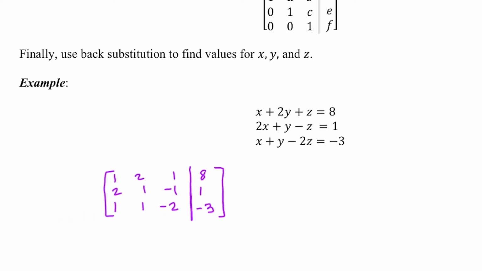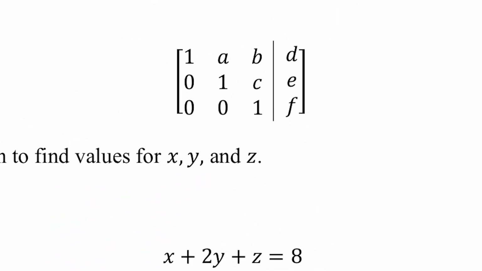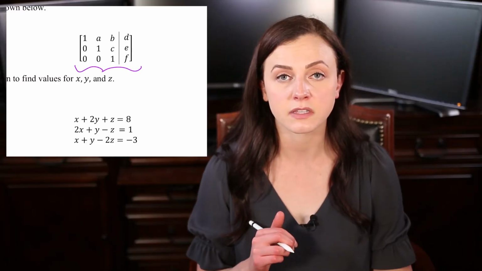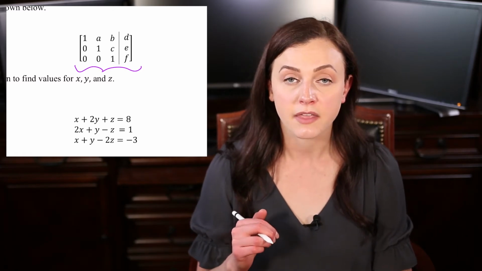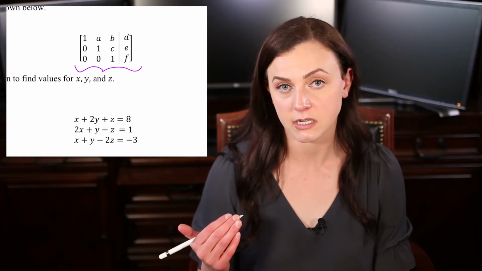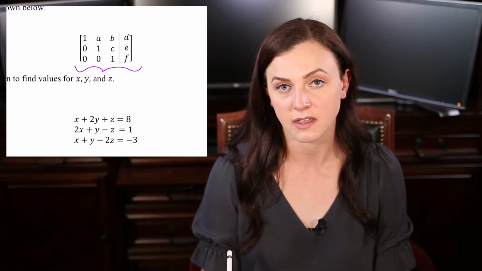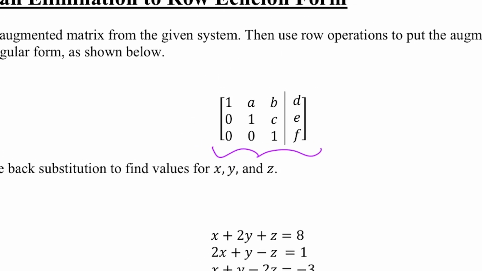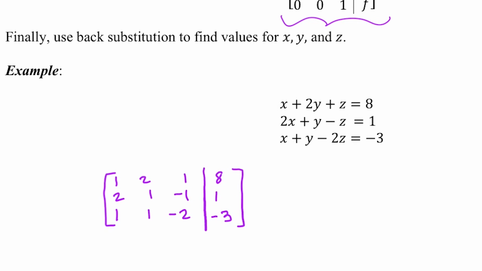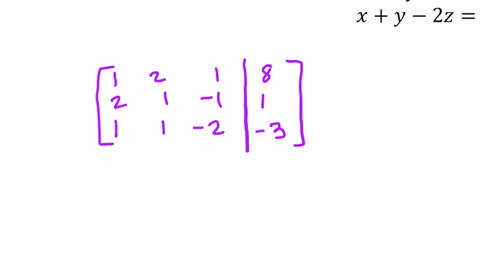Now, the goal, if I bring us up here, is to have our matrix look like this. This is row echelon form, where you have ones along the diagonal and zeros below. And then what you can do is use back substitution to find the values for x, y, and z. So if we want to turn that into row echelon form, you'll notice that we have a 1 in the top left-hand corner already. That's really nice. What I want to do then is get zeros below. So that would be our next step.